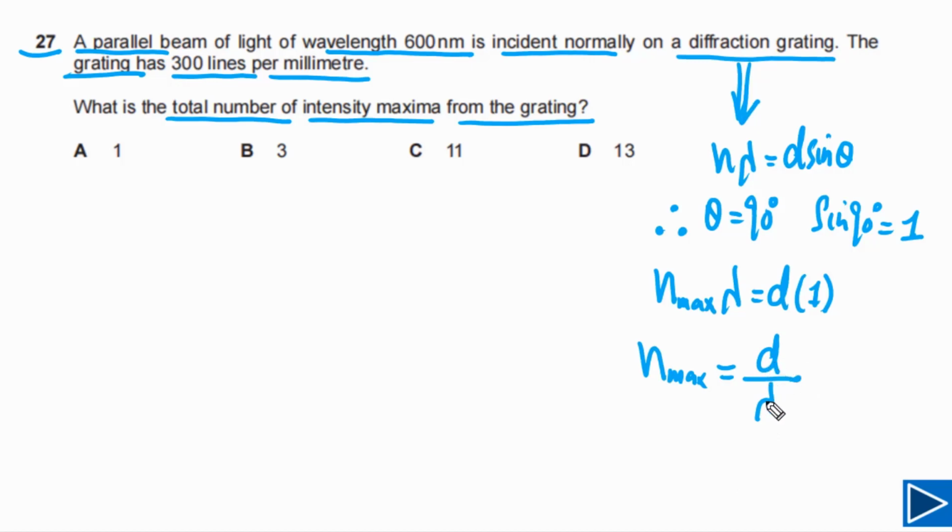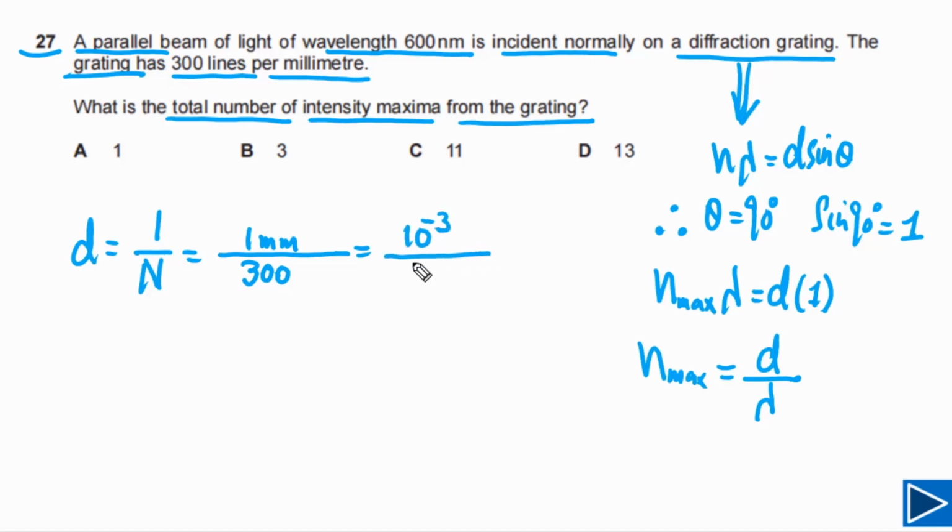But well, if d is not given to us, the grating has 300 lines per millimeter, so we can find out the value of d. d will be equal to 1 over n. In this case, we have 300 lines per millimeter. So n is equal to 300 lines per millimeter, meaning 1 millimeter per 300. Simply we can say 1 millimeter, which we have to convert into meters, SI units, divided by 300.